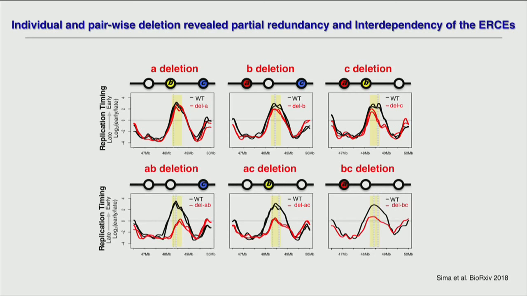And also, the pairwise deletions suggest there's some sort of interdependency among the sites, because if you delete two of those ERCs, remaining just one in the domain, you see the locally earliest replicating point in the domain. However, they fail to reproduce the full earliness, which suggests that you need at least two ERCs to make a fully early replicating domain.